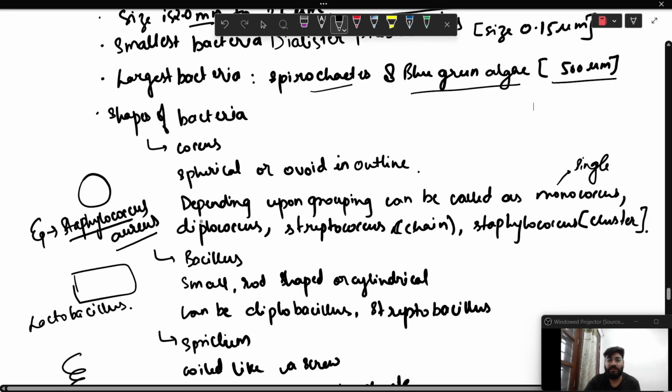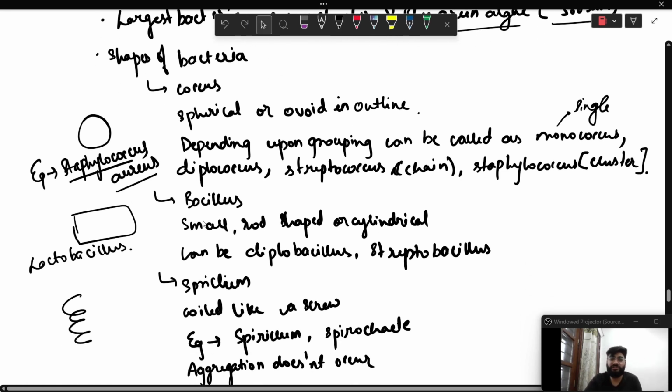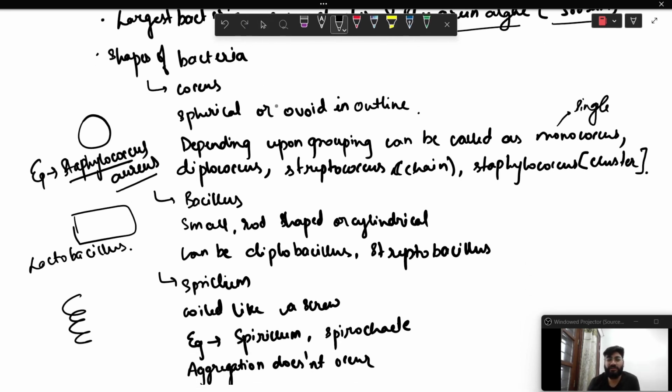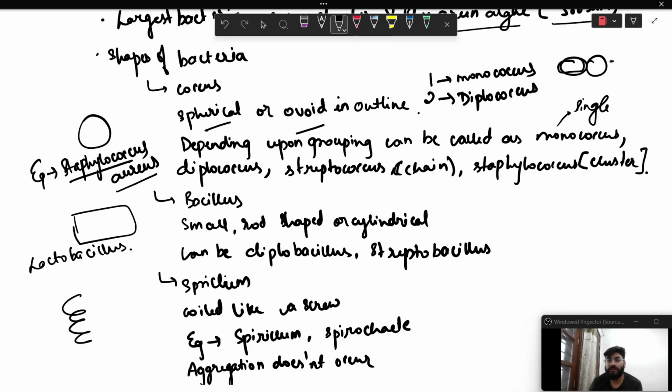Then we come to the shapes of bacteria. We can classify bacteria on the basis of the shapes they are present in. The first shape is coccus. Coccus means they are spherical or ovoid in outline. Depending upon the grouping, if they are single, they are monococcus. If they are two, they are diplococcus. If they are in a chain, they are called streptococcus. If they are in a cluster, they are called staphylococcus.